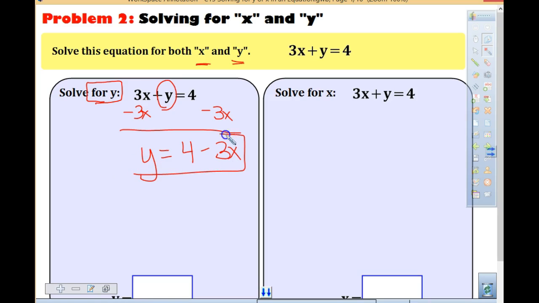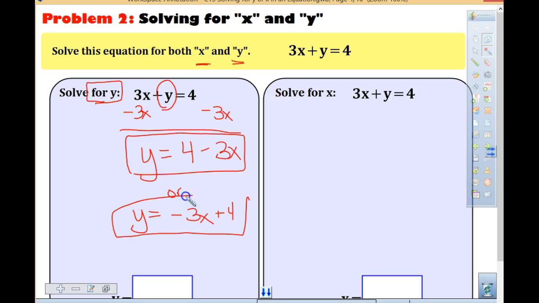This would be correct. The answer that I like better, but that is correct, totally correct, is if you rewrite it and you put negative 3x plus 4. The reason I like this is in our next unit, we focus on 2 words in equations, slope and y-intercept as we graph. So when we do that, it's really important to put the x term first, then the number. But both of these are correct.